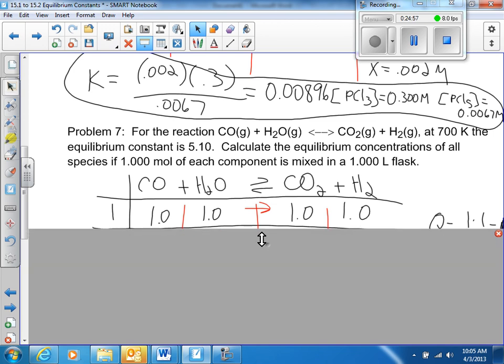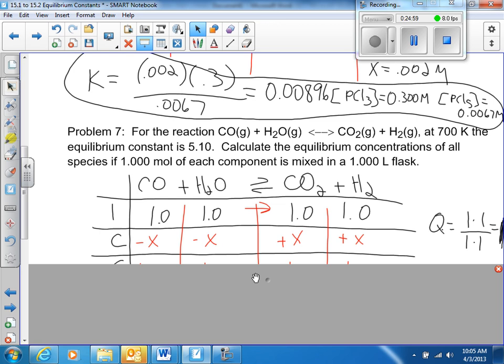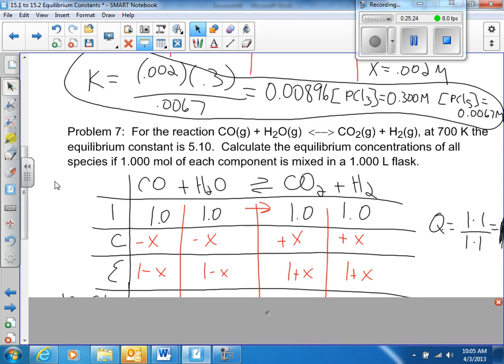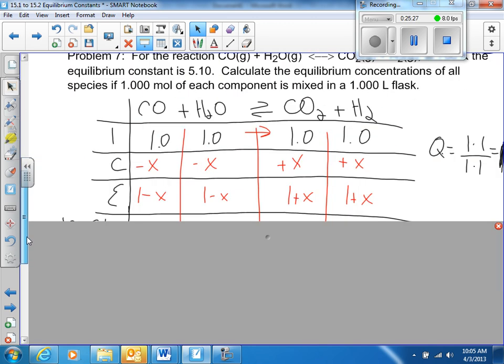And you have to calculate Q to figure out which way the reaction is going to go. And Q is just 1 times 1 over 1 times 1, which is 1. 1 is less than 5.1. That means Q is too small, which means we need more products, so we're going to go to the right. Okay, so minus x plus x plus x, because all the coefficients are 1. If there had been a different coefficient here, we would just put that number in front of the x. Okay, we add the initial plus the change to get the equilibrium. I plus C equals E.